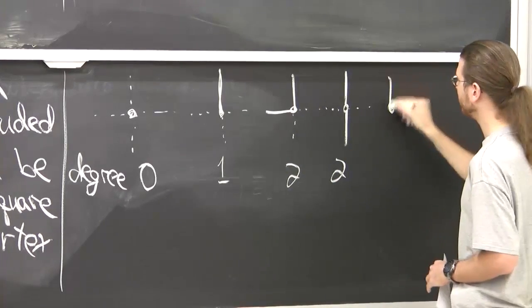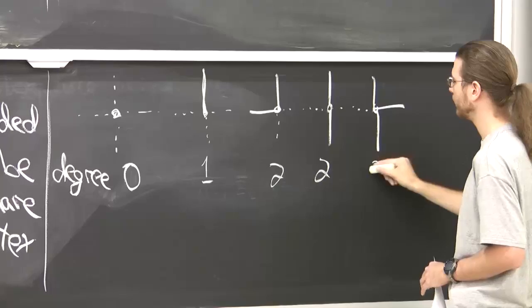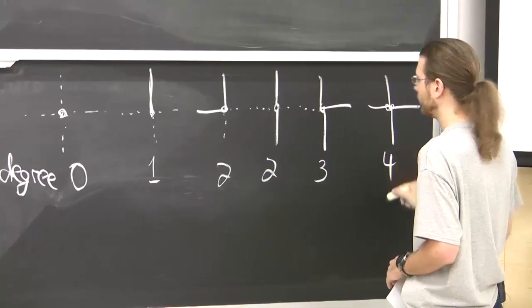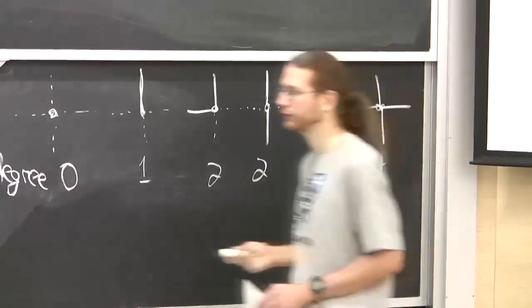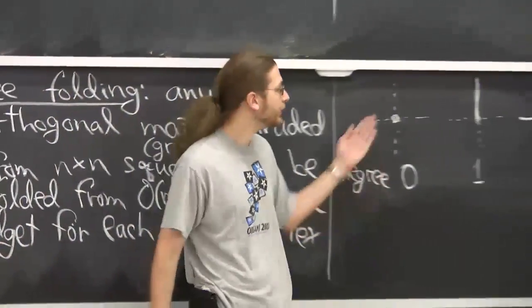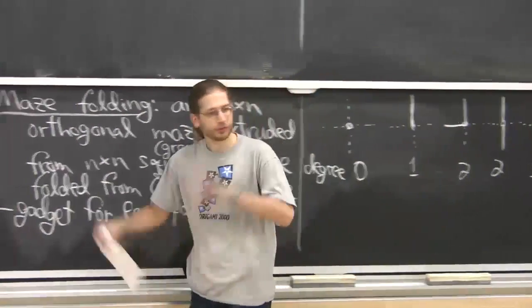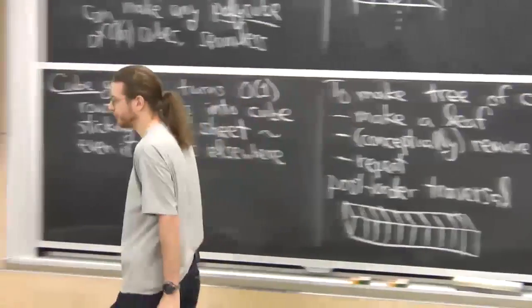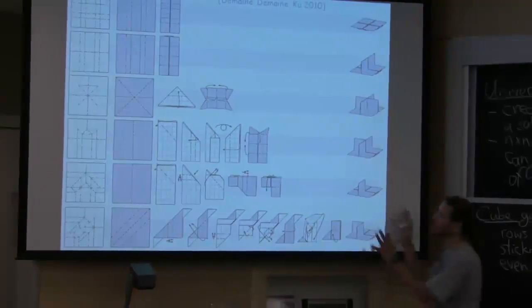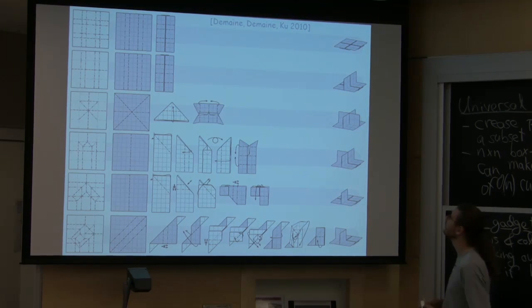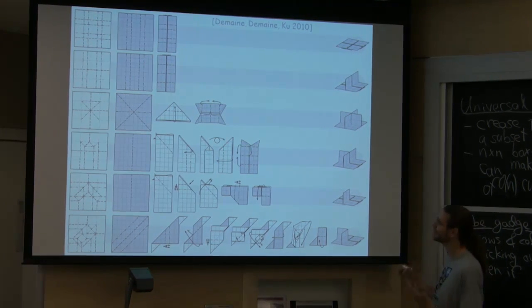You could have 3 incident edges, or you could have 4 incident edges. So that's all the possible vertices in an orthogonal graph. And we're just going to make a crease pattern, a folding, for each one of these, and then just combine them together. Now, it takes a lot of care in designing those patterns so that they actually fit together. But all you need to know is that it can be done. And they're not trivial. But once you have them, it's easy.